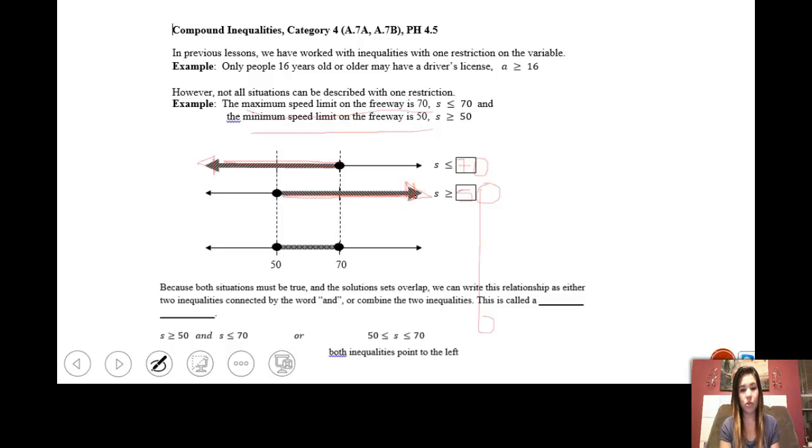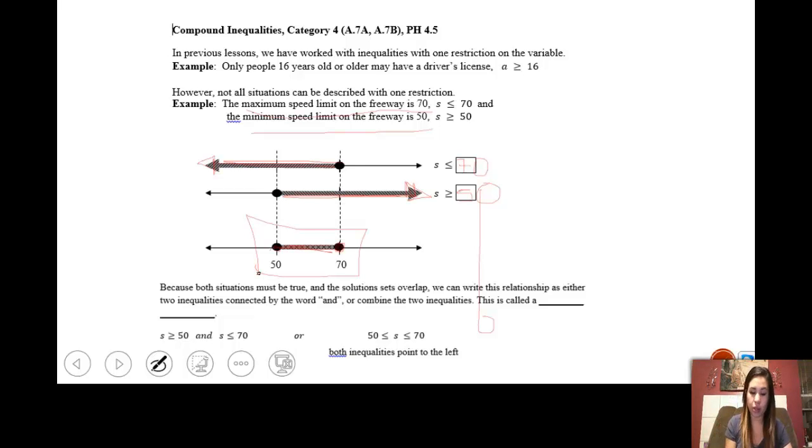Now what we're going to find is that now that we have two inequalities that overlap, our answer is the overlap. So our final answer is from 50 to 70. Those are my solutions. You can drive between 50 to 70 miles per hour on the freeway and you won't get a ticket.